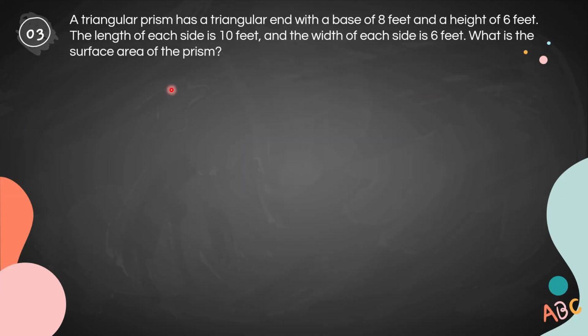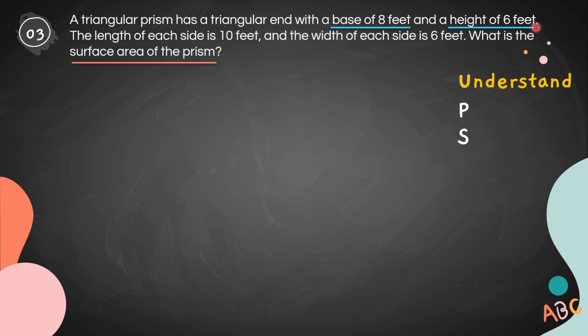A triangular prism has a triangular end with a base of 8 feet and a height of 6 feet. The length of each side is 10 feet and the width of each side is 6 feet. What is the surface area of the prism? Okay, so let us first understand the problem by knowing what is asked and what are given. All you have to do is to find the surface area of the prism. So the given are the base, which is 8 feet, height, which is 6 feet, and the length of each side is 10 feet, and the width of each side is 6 feet.